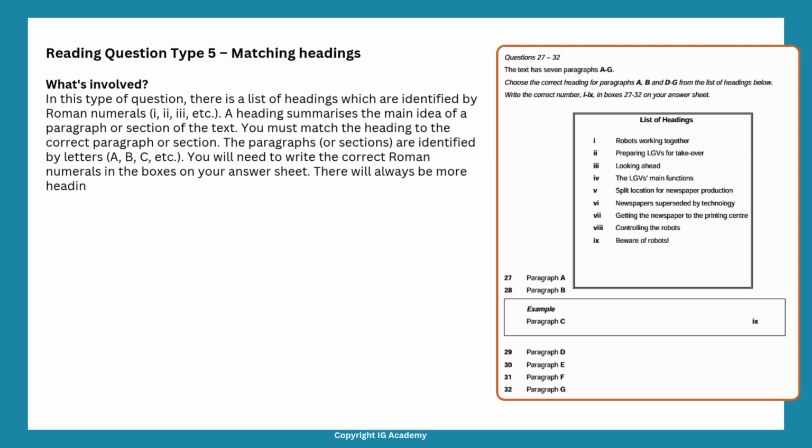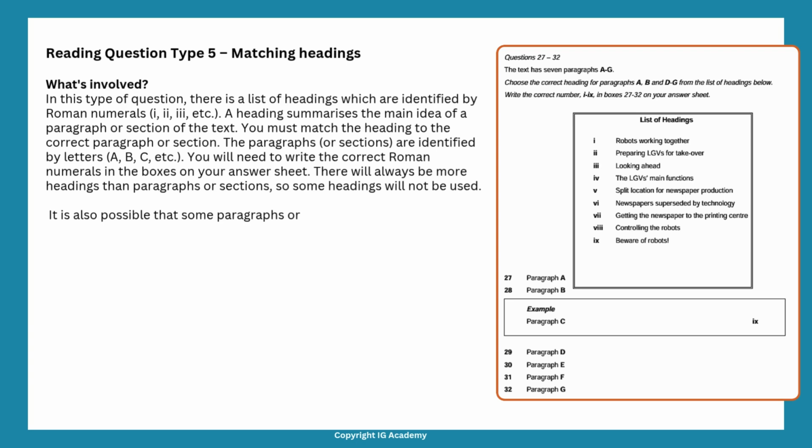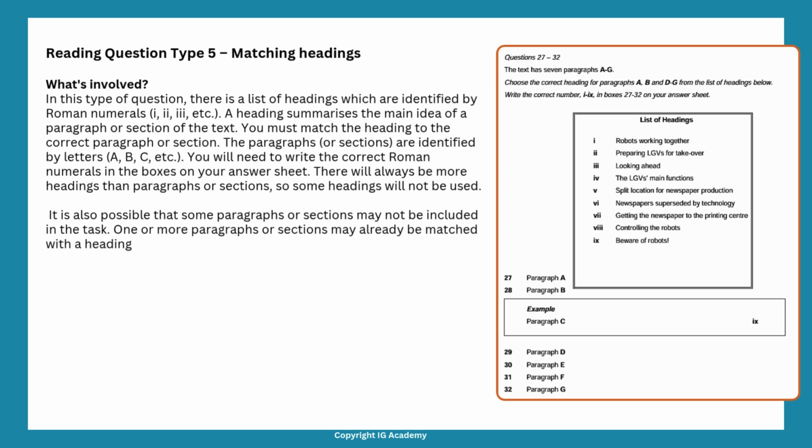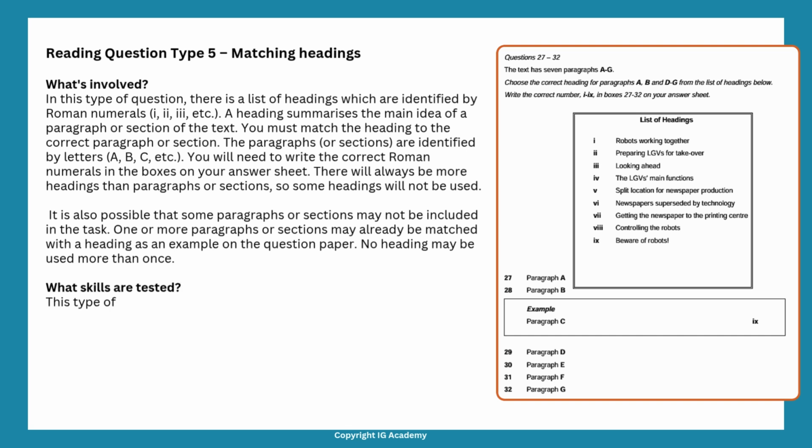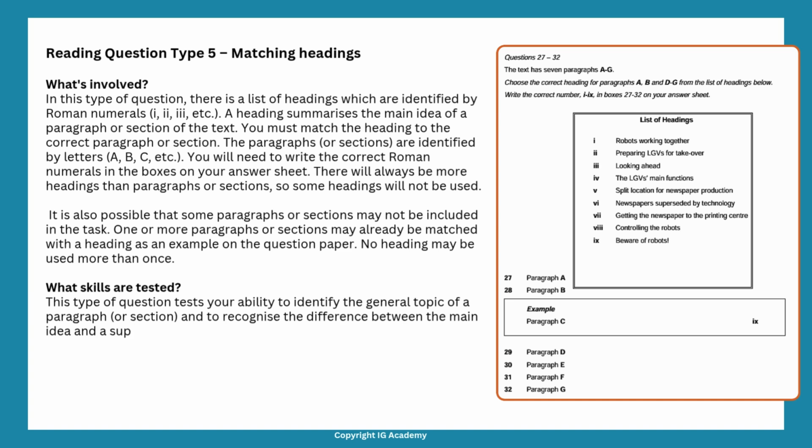There will always be more headings than paragraphs or sections, so some headings will not be used. It is also possible that some paragraphs or sections may not be included in the task. One or more paragraphs or sections may already be matched with a heading as an example on the question paper. No heading may be used more than once. This type of question tests your ability to identify the general topic of a paragraph or section and to recognize the difference between the main idea and a supporting idea. The number of questions is variable.